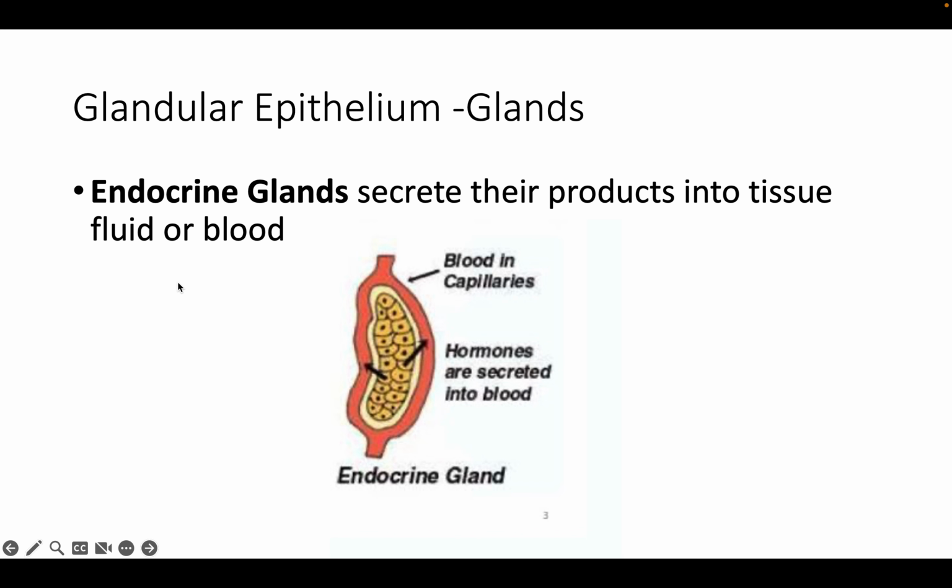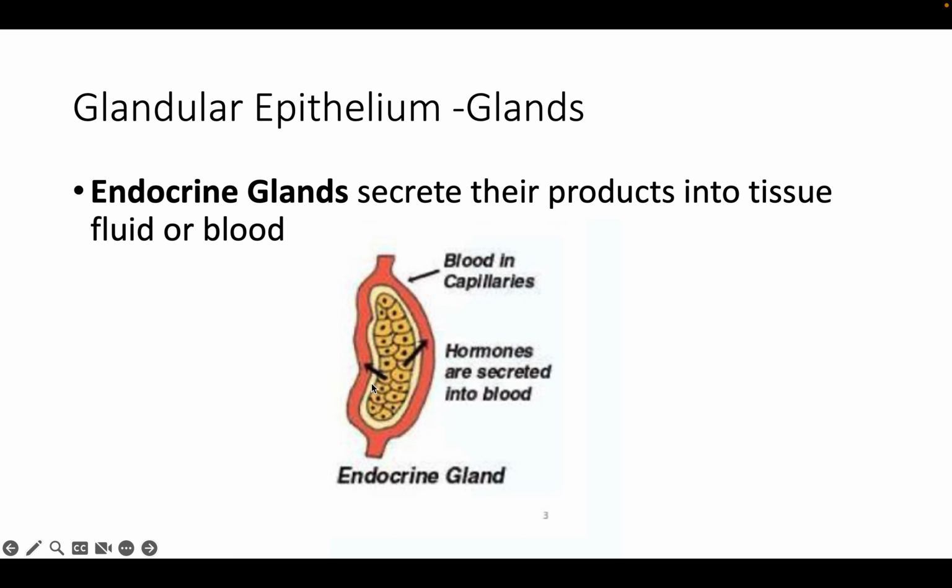Endocrine glands secrete their products into tissues or fluid or blood. They're generally going to be secreting hormones. These hormones are going to diffuse or move into the blood, where they are transported throughout the body to all the different cells. We'll talk more about the endocrine system later on in the year, but they're creating hormones. There are a lot of types of hormones in the body.